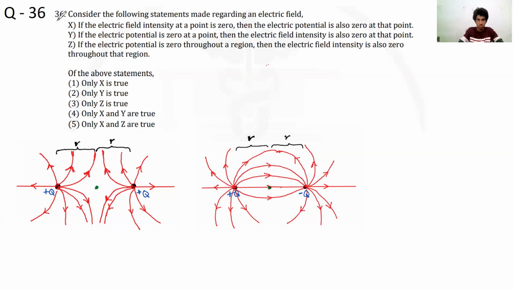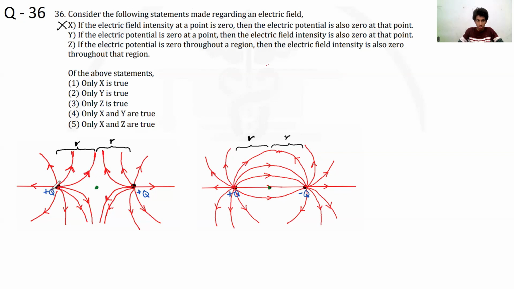Question number 36. Consider the following statements made regarding an electric field. If the electric field intensity at a point is zero, then the electric potential is also zero at that point. No, that is wrong. Consider this instance.